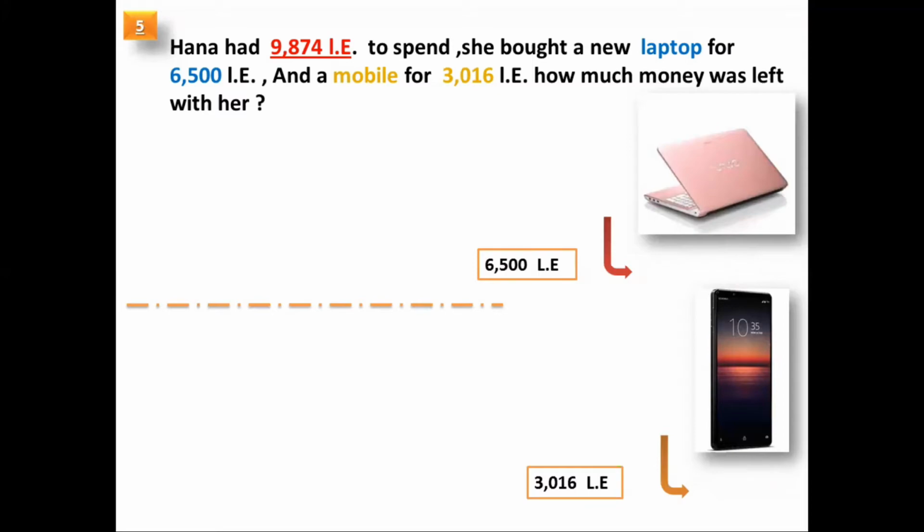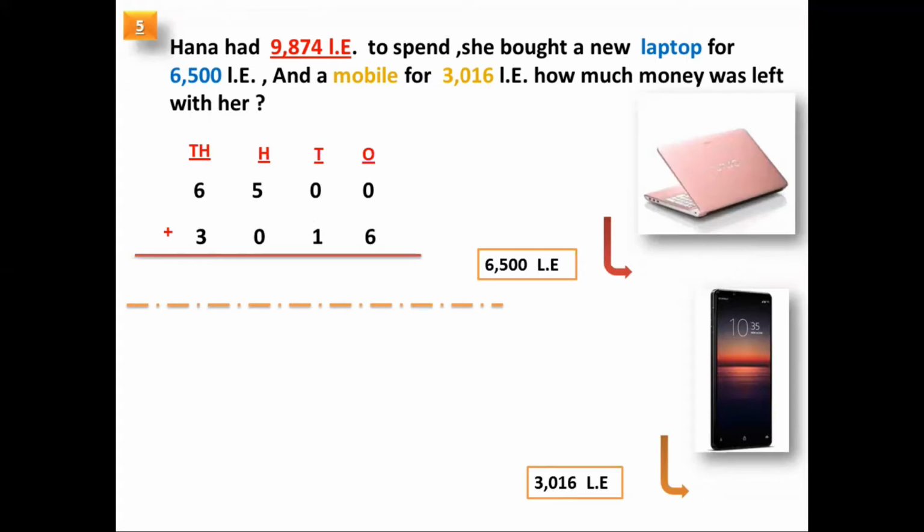So at first, we will write the place value names as usual: ones, tens, hundreds, and thousands. And then get the total price of the mobile and laptop using addition. So here, align the digits to be exactly above each other. Let's get the sum starting from the ones digit.